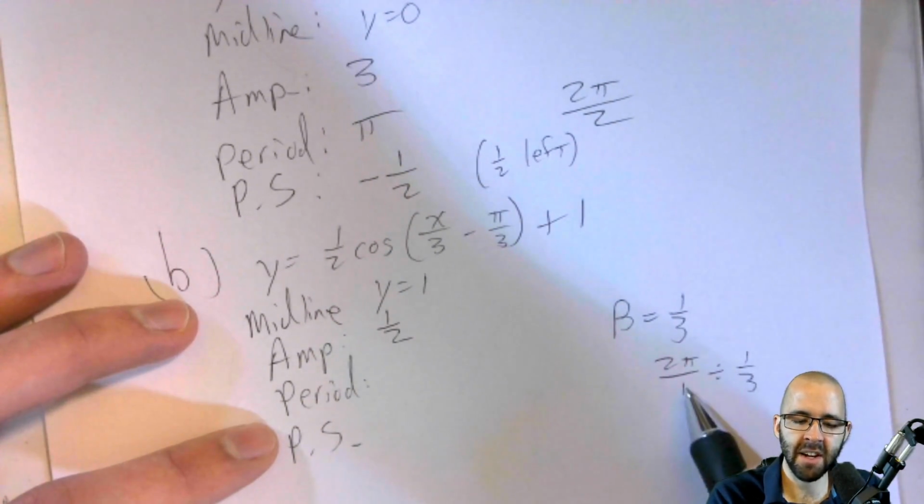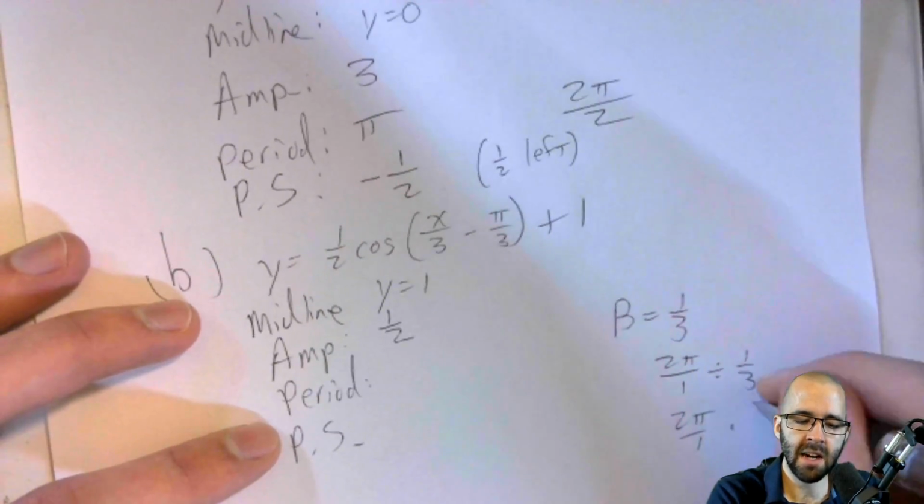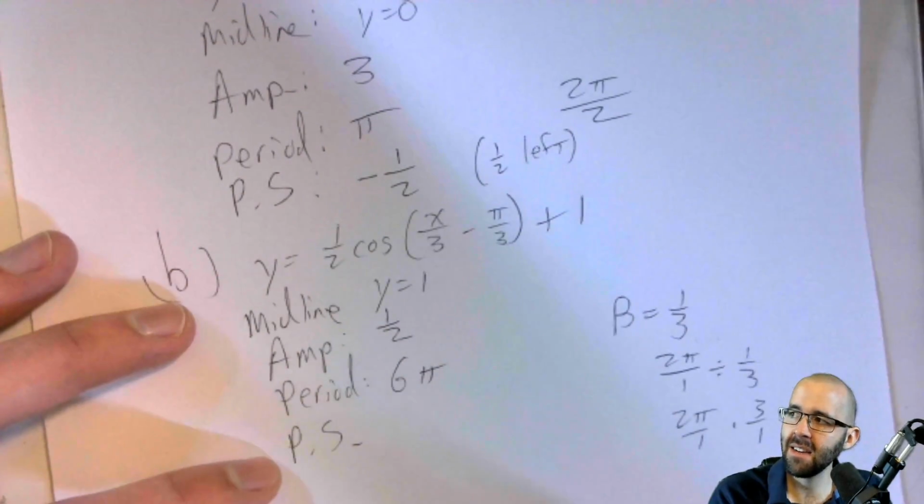We can write 2 pi as 2 pi divided by 1. And then we just multiply by the reciprocal. 2 pi times 3 over 1. Multiply that across. You're going to get, our period here is 6 pi.